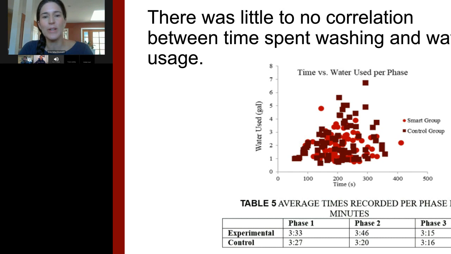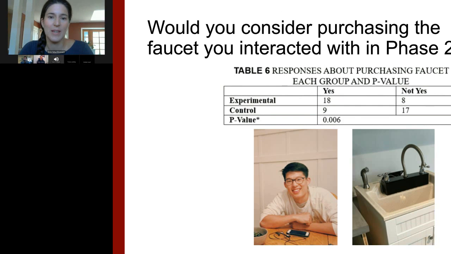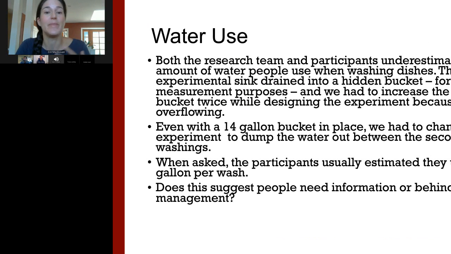So there is a chance that increasing people's knowledge of how much water they're using may lead to behavior change. But what this experiment shows is that just changing their behavior and showing how they could behave differently leads to behavior change, which I think is a more direct route than hoping that knowledge will change behavior. As I said, everybody underestimated the amount of water they used, but some people used more than 14 gallons because the bucket held 14 gallons and we had to change it.